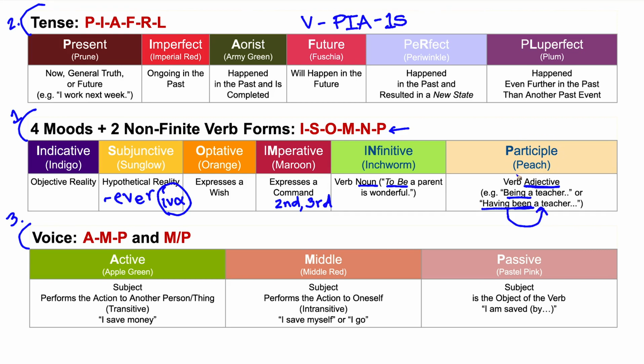So think of participles, which will make more sense as I go through them. Don't worry, don't give up. Think of participles as verb adjectives that sometimes by themselves can act as nouns, called substantive use of the participle.